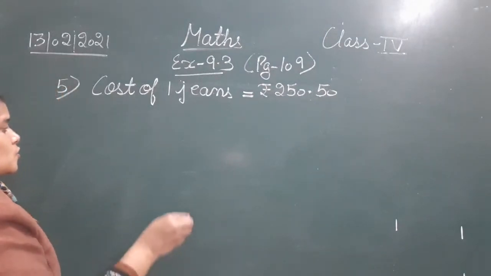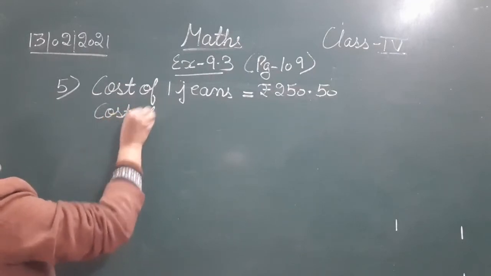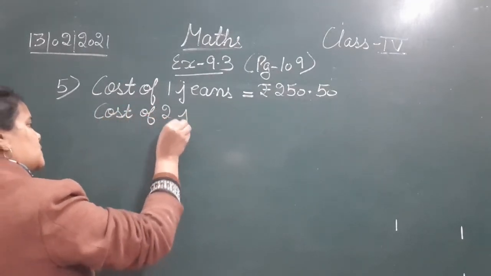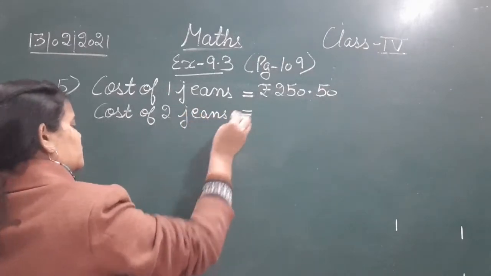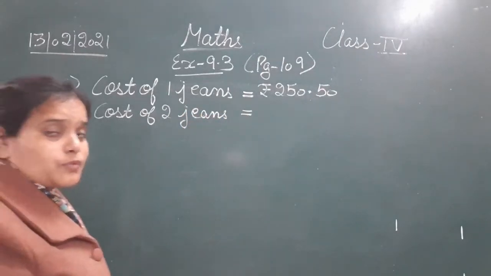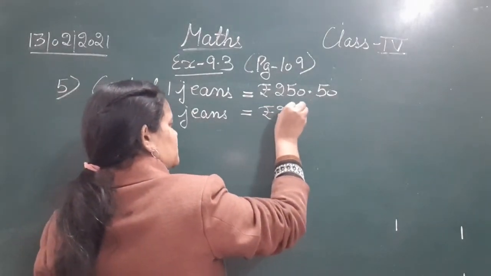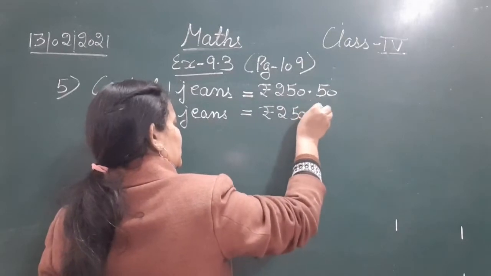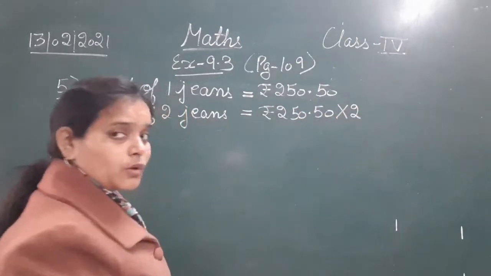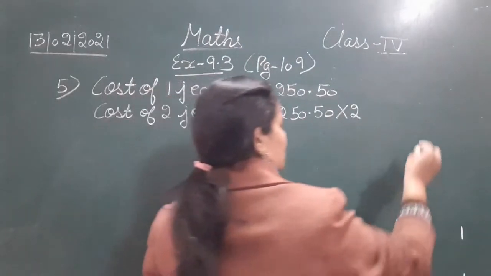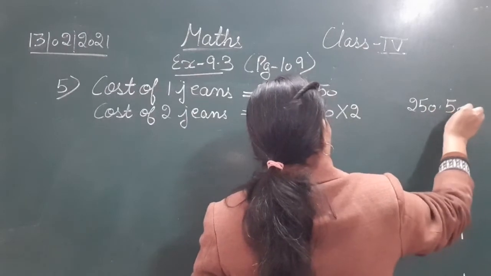Next, cost of two jeans we have to calculate. Cost of two jeans we have to calculate. So for this we will multiply rupees 250 rupees and 50 paise with 2. Okay, so let's multiply 250 rupees and 50 paise with 2.